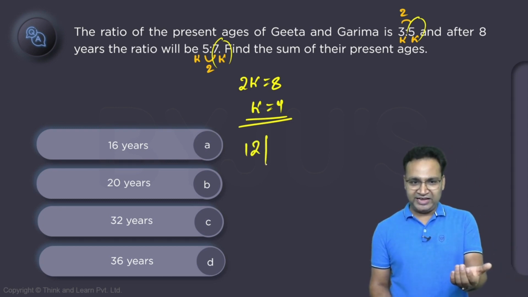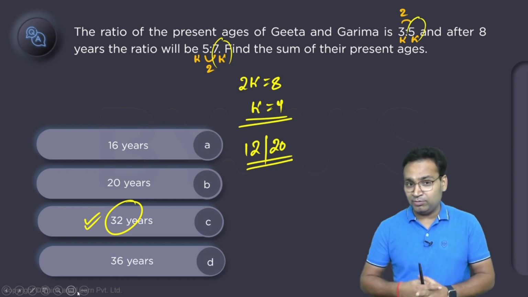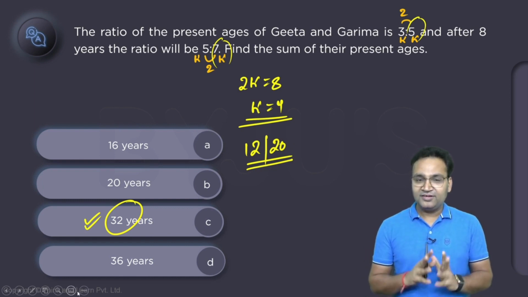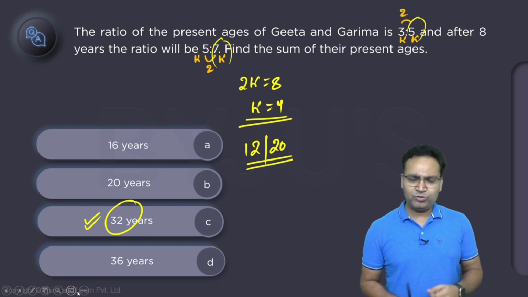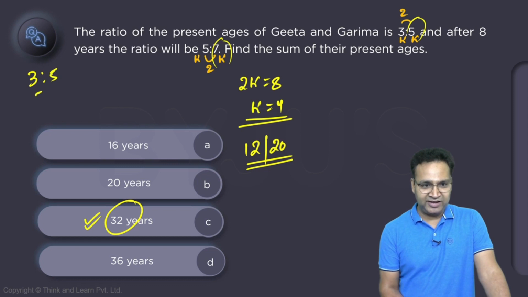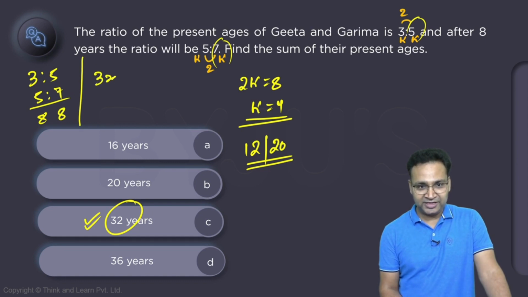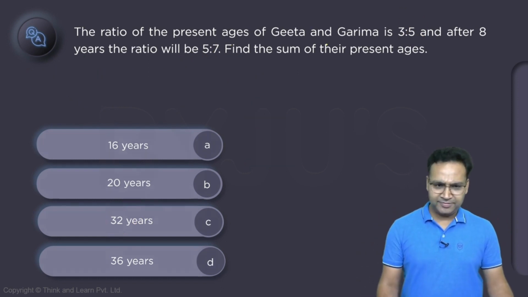So what is the present ages? 3k, that is 12. 5k, that is 20. The sum of present ages is 12 and 20, 32 years. Finished. You see the benefit of using age difference method here. Wonderful. You can do it by double cross, you can do it by equation approach. Double cross, you will write it like this: 3, 5, 5, 7 and 8, 8. Equation, you will write it like this: 3x plus 8 upon 5x plus 8 is 5 by 7. Choice is yours. What method you want to follow? Right. Next.